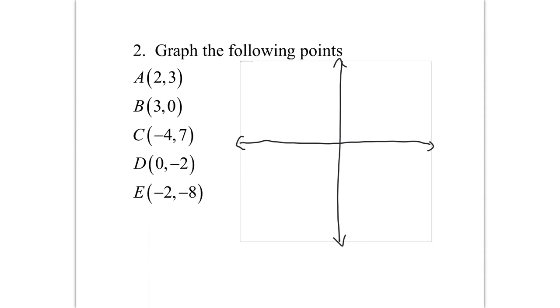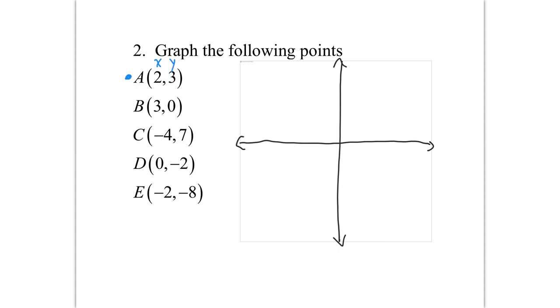Looking at these points, A, B, C, D, and E, notice that we do have an ordered pair, which means that you guys have an x coordinate and a y coordinate. X is the first number, and y is the second number. So I'm going to plot point A first. So I'm going to use a blue color for A. And that means that I need to go from the origin 2 steps to the right and 3 steps up. So I'm going to turn when I go 2 steps to the right.